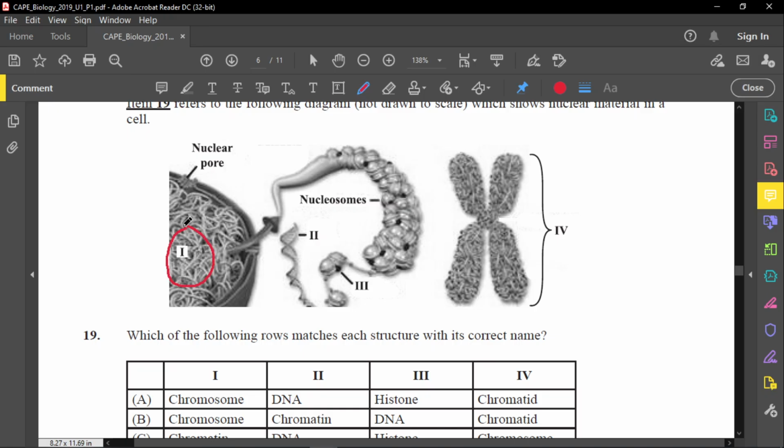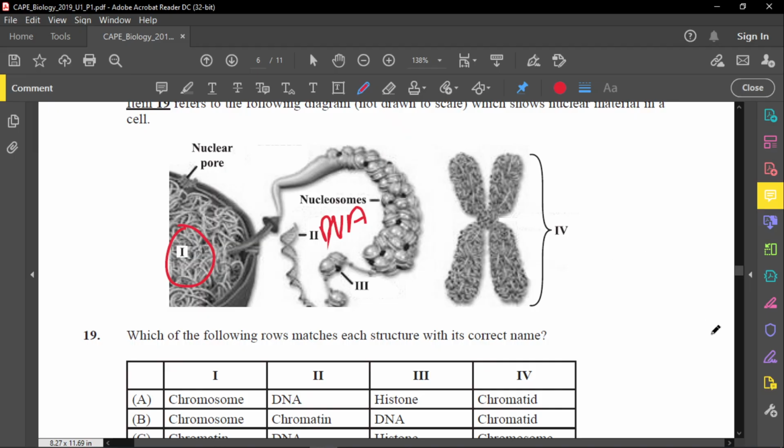For the cell right here, number 1 will represent what they call the chromatids. Then you'll see the double helix right here. So this is DNA. There's no even need to explain that. That's our DNA. And what holds the DNA structure together is what they call the histone proteins. So 3 is histone protein. And of course, without any doubt, we know that 4 must be chromosome.